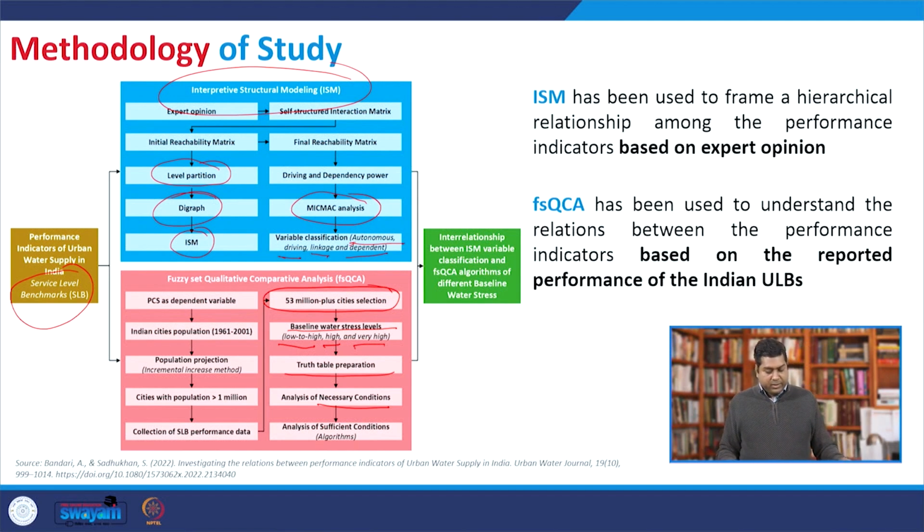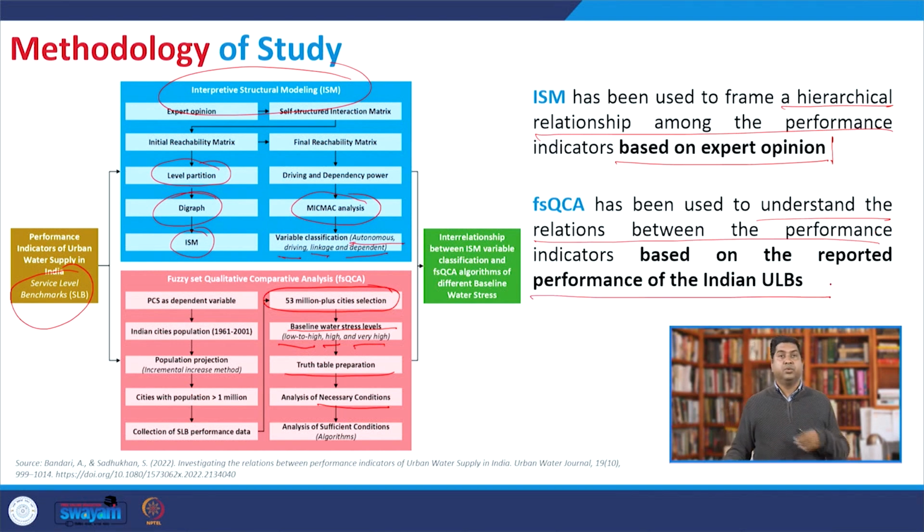The interrelationship between ISM variable classification and FSQCA algorithms of different baseline water stresses are compared to bring out the solution. ISM has been used to frame a hierarchical relationship among the performance indicators based on expert opinion, whereas FSQCA has been used to understand the relations between the performance indicators based on the reported performance, which is already quantified.